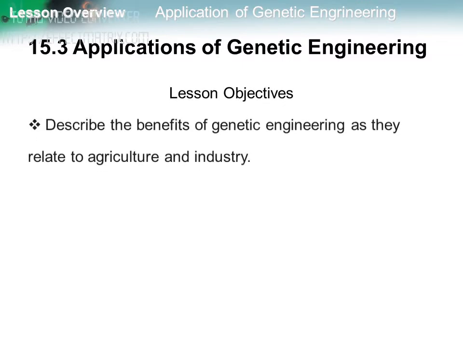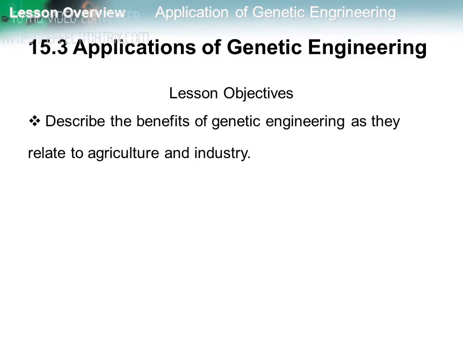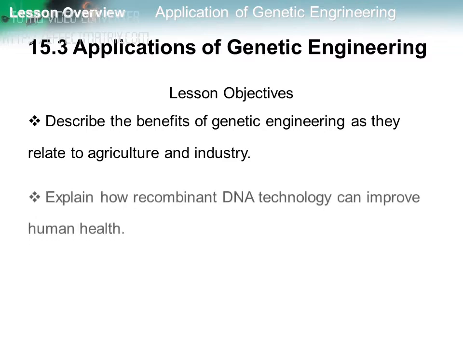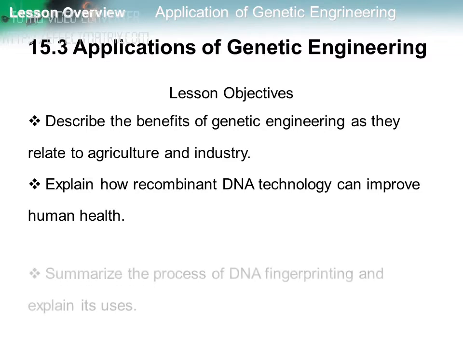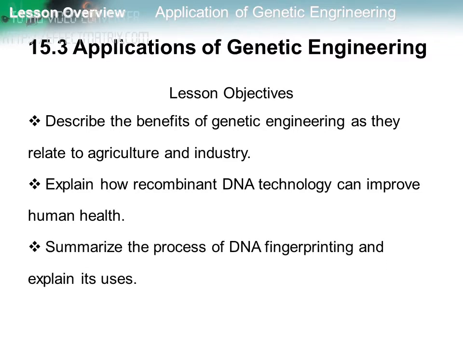The first objective is to describe the benefits of genetic engineering as they relate to agriculture and industry. Secondly, explain how recombinant DNA technology can improve human health. And the third one is to summarize the process of DNA fingerprinting and explain its uses.